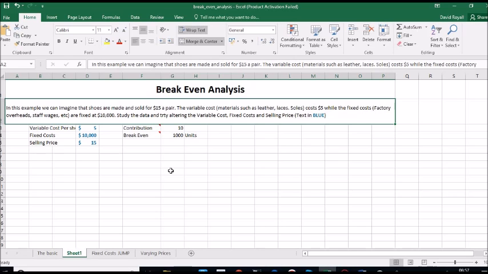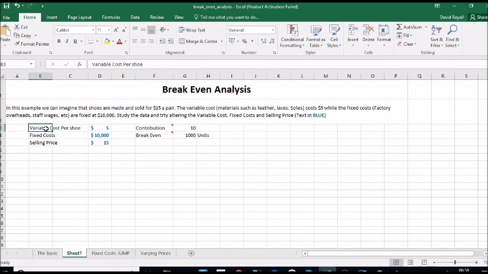The fixed costs are the costs that you can't avoid. It doesn't matter whether you make one pair of shoes, 100 pairs of shoes, or whatever, but these costs have to be paid. These are the overheads: wages, electricity, factory rent, etc. And this is, in this example, set at $10,000. So what you do is study the data and keep altering the costs until you get the hang of it. So let's have a quick look at the basics.